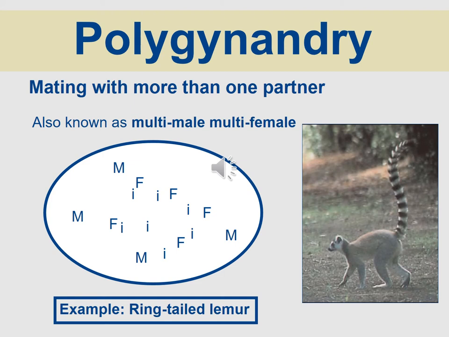But oftentimes you will see something like a ring-tailed lemur, which is popularized in the Madagascar movies. The ring-tailed lemur will usually roam in a troop or a group of equal males and females. Each individual will have a partner and will sire offspring. They'll have one mating season.